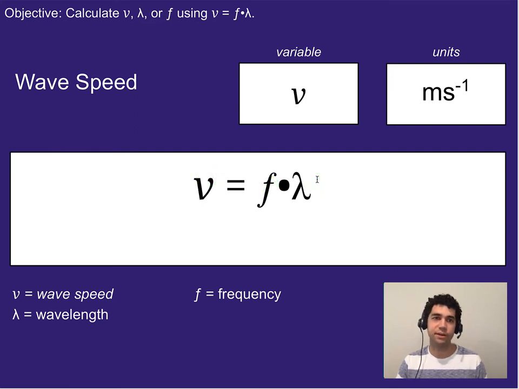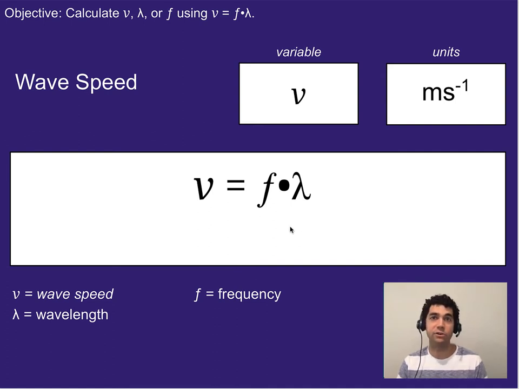Now our previous way of calculating speed works for anything that's traveling. This really only works for waves, and so that's why we do a little italicized v on this most of the time. The units are still meters per second, and to calculate wave speed from frequency, you literally just need frequency and wavelength, and you get wave speed. You're multiplying those two together.